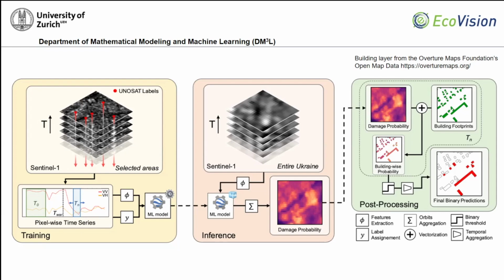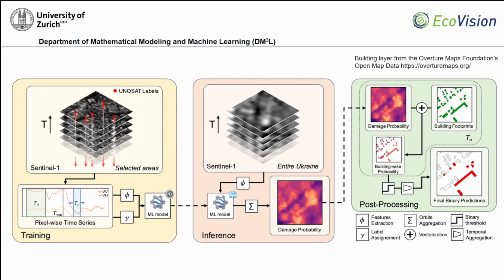So this is all running on the Google Earth Engine at the moment. You will input this to a random forest, and then the random forest classifier outputs a destruction probability. And then we don't stop there, but we overlay it with this building layer from Overture Maps Foundation's open map data. And we try to then condense it, bring it down to each and every building footprint.